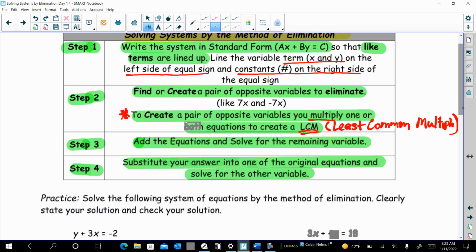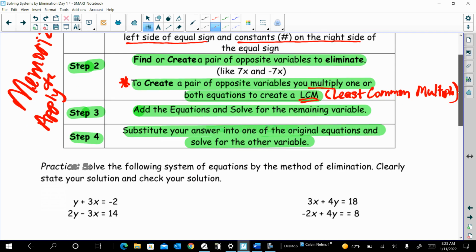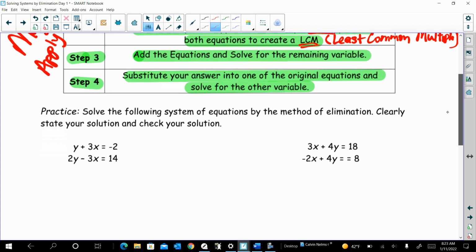Okay, so key information, 4 steps. You need to memorize these steps. Make sure you know them by heart. We're going to just memorize and apply. So we're going to practice using these steps to make sure you can master the first type, which is just identifying opposites and adding, or creating an opposite and add.